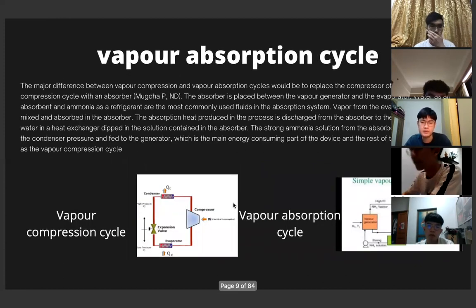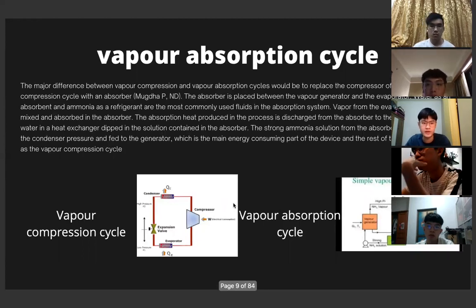Next is the vapor absorption cycle. The major difference between the vapor compression and vapor absorption cycles is that the compressor of the vapor compression cycle is replaced with an absorber. The absorber is placed between the vapor generator and the evaporator. Water as an absorbent and ammonia as a refrigerant are the most commonly used fluids in the absorption system.